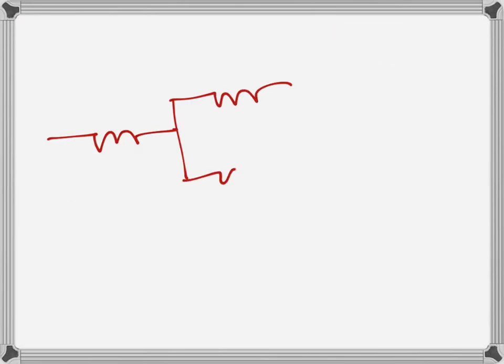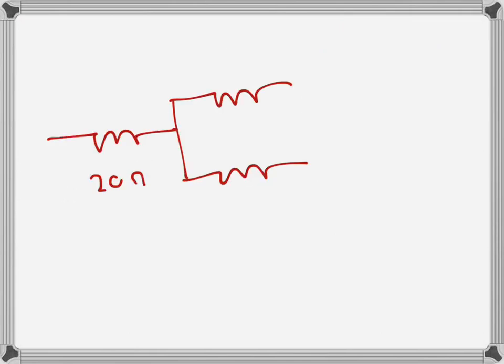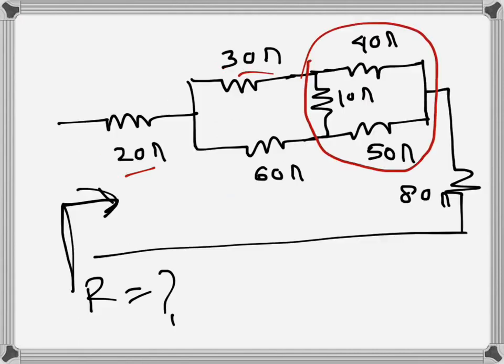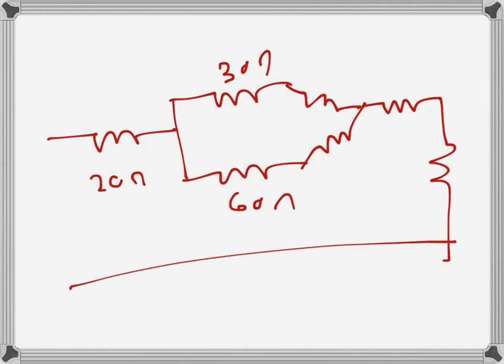I will leave these two resistances as they are, 20 ohms here, and these two, 30 ohms and 60 ohms. So 30 ohms there, 60 ohms there, and then we will have two terminals here and one terminal there. So we will have one Y resistance coming here, another Y, and the third Y resistance, and this is 80 ohms there.